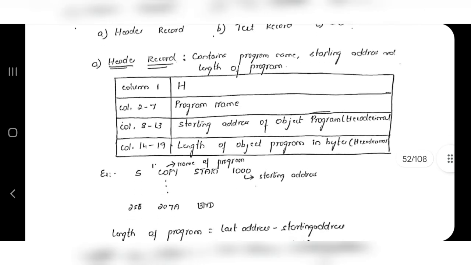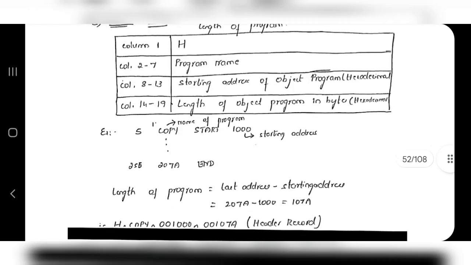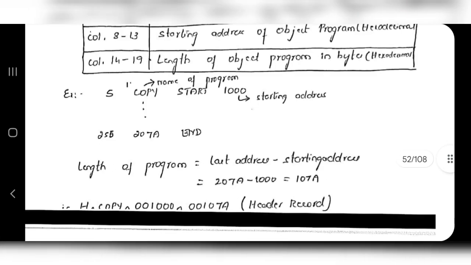In the header record you can find four things. Column 1, you just write H; columns 2 to 7, program name; columns 8 to 13, starting address of object program; columns 14 to 19, length of object program. Four things we have to write. For the whole program, you write one header only. This is line 1, which is line number 5, and this is the label name, which is the same as the name of the program.